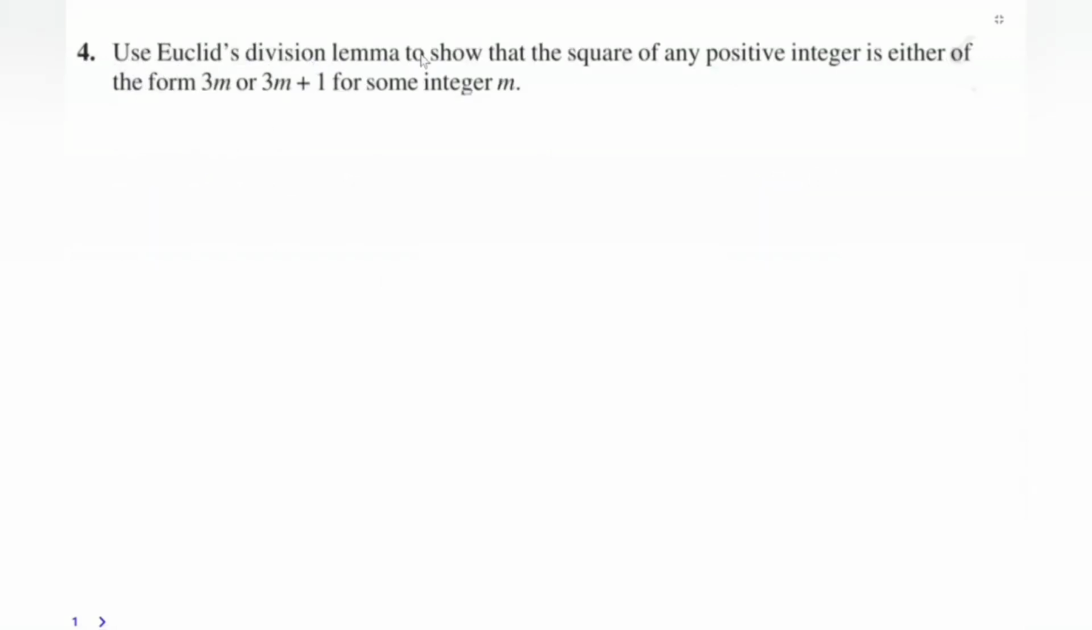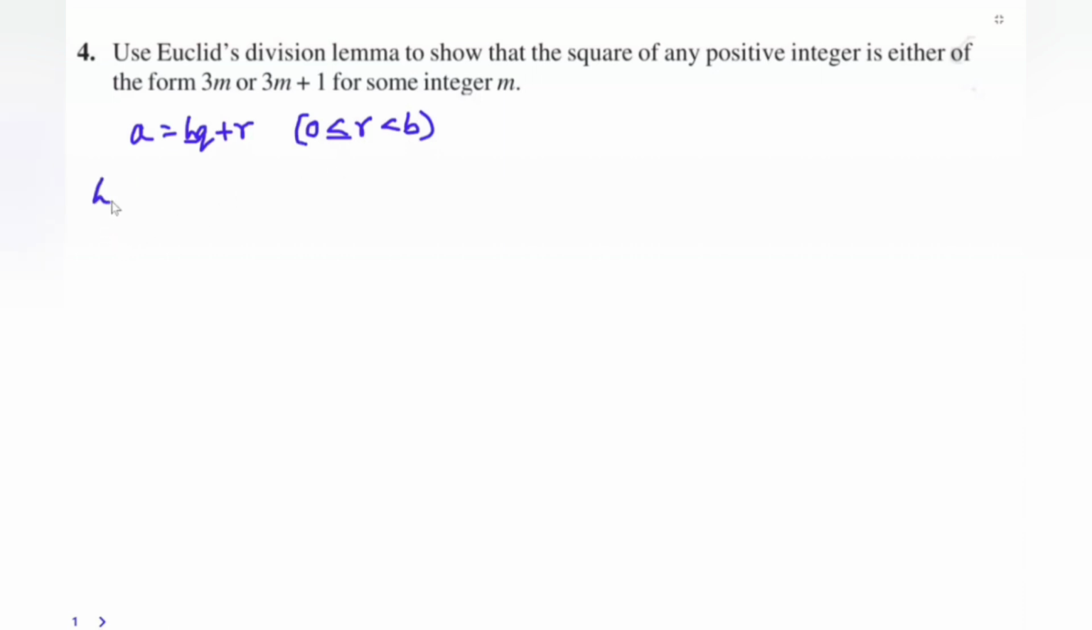Use Euclid's division lemma to show that the square of any positive integer is either of the form 3m or 3m+1 for some integer m. Remember carefully, the square of any positive integer should be of the form either 3m or 3m+1. You have to prove this using Euclid's division lemma. According to Euclid's division lemma, we have a = bq + r, where r should be greater than or equal to 0 but less than b. This is the condition for r, remember always.